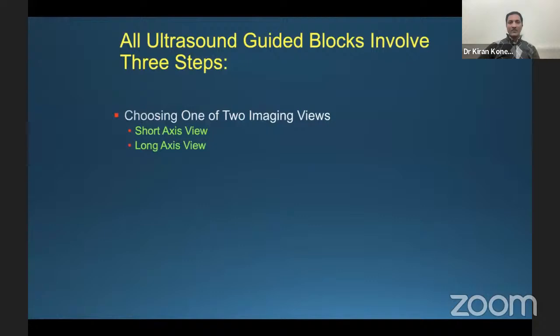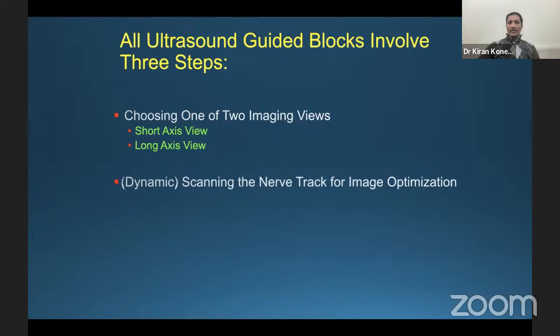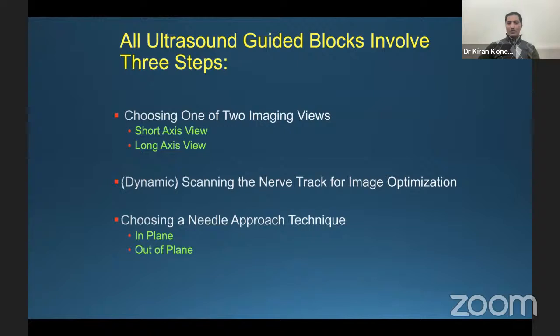So when we do ultrasound guided blocks, it predominantly involves three steps. First, choosing one of the two imaging views, whether you want the long axis or the short axis. Next, scanning along the nerve track for image optimization. So whichever is your target, you don't look for just one level; you always look a bit more proximal, a bit more distal, and also to the sides to look for the optimal level where you could safely negotiate your needle and get there. And also choosing the needle approach. There are two ways: the in-plane approach and the out-of-plane approach, which I'll go through in the next few slides.